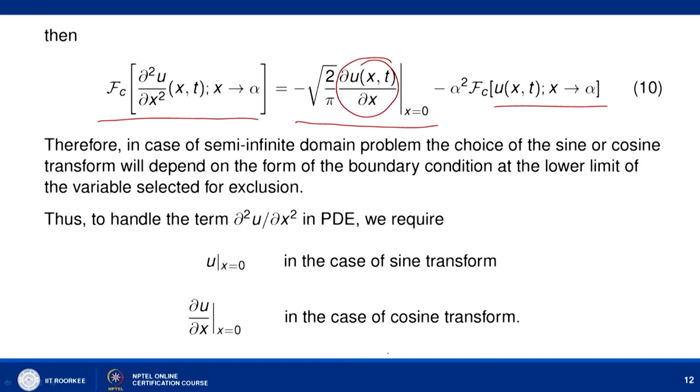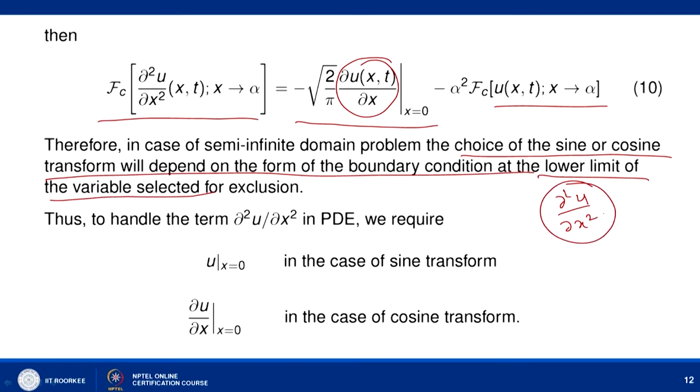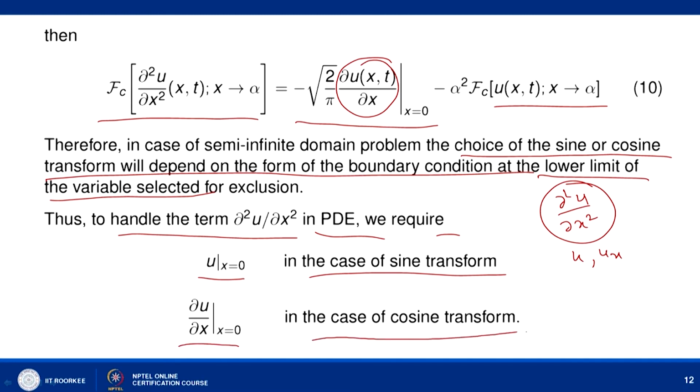Therefore if we summarize this, in case of a semi infinite domain problem, the choice of sine or cosine transform will depend on the form of the boundary condition at the lower limit of the variable which we want to exclude. Here our problem term is ∂²u/∂x², how to handle this. So this we want to exclude. Here we want to see the availability of u and ∂u/∂x at the lower end point. Thus to handle the term ∂²u/∂x² in the PDE, if u is given at x equal to 0, then we apply the Fourier sine transform, and if ∂u/∂x at x equal to 0 is given, then we apply the Fourier cosine transform.